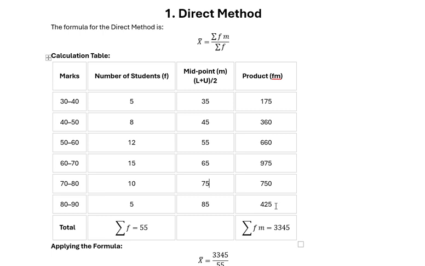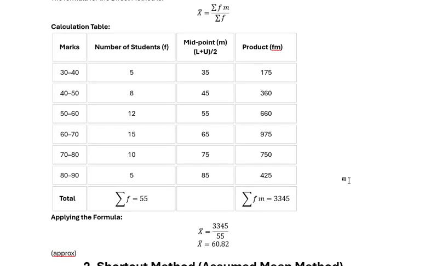Make a total of that so that you can find out the sigma fm value. So sigma fm value is coming as 3345. Okay, 3345. So in the direct method, we have to divide the terms. So 3345 divided by 55, you will get mean is equal to 60.82. It is coming in a good series. So after point 2, we are not going to take the values. Approximately, we can say that it is 60.82, right?